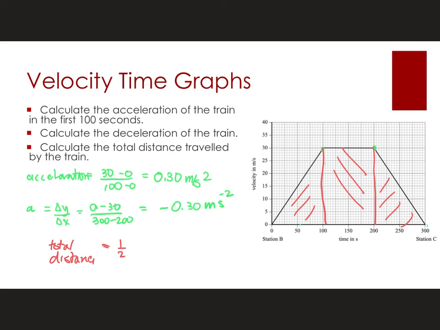So 1/2 times the base, which is 100, times the height, which is 30, plus the area of the rectangle. The length of the base is 100 times the height of being 30. And finally, the triangle 1/2, the base is going to be 100, so that's 300 minus 200. And the height is 30. And all that together is going to give me a value of 6,000 meters.